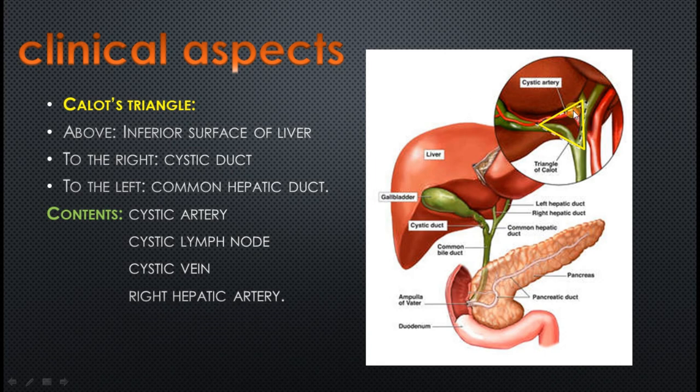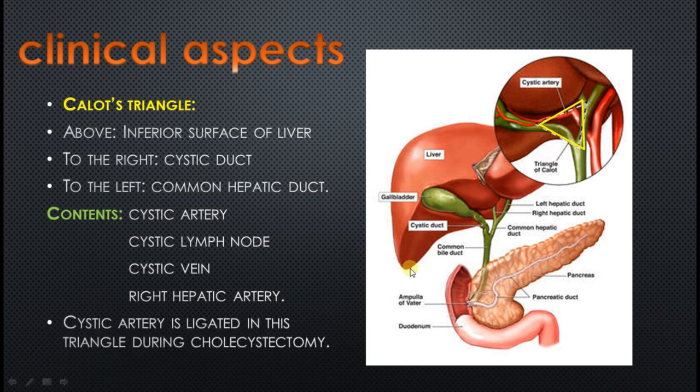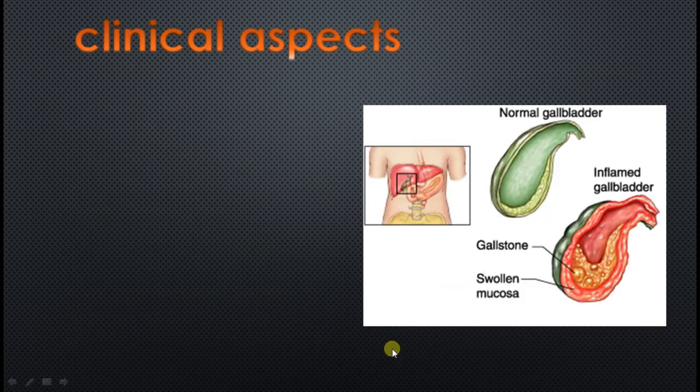And the right hepatic artery also sometimes comes into this context, because the cystic artery comes from the right hepatic artery. So you should be careful not to ligate the right hepatic artery. Then the blood supply to the liver will be interrupted. So mainly this triangle is useful in identifying the cystic artery in the triangle and ligating it during cholecystectomy.